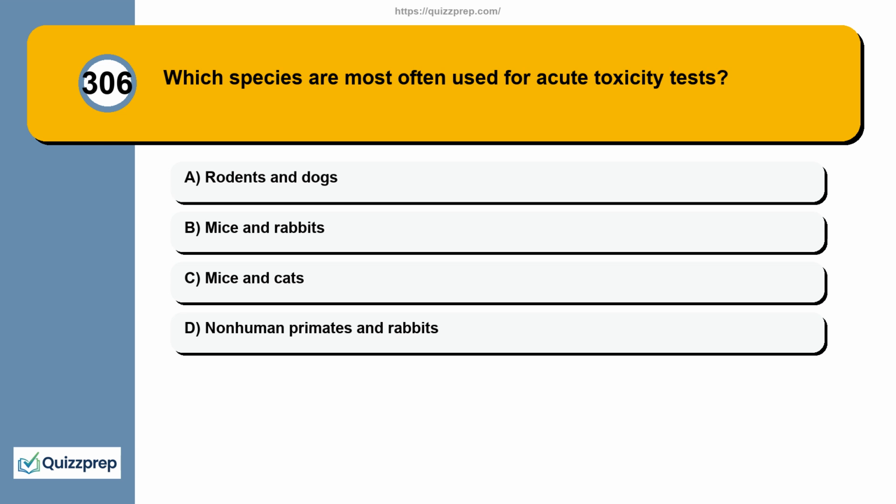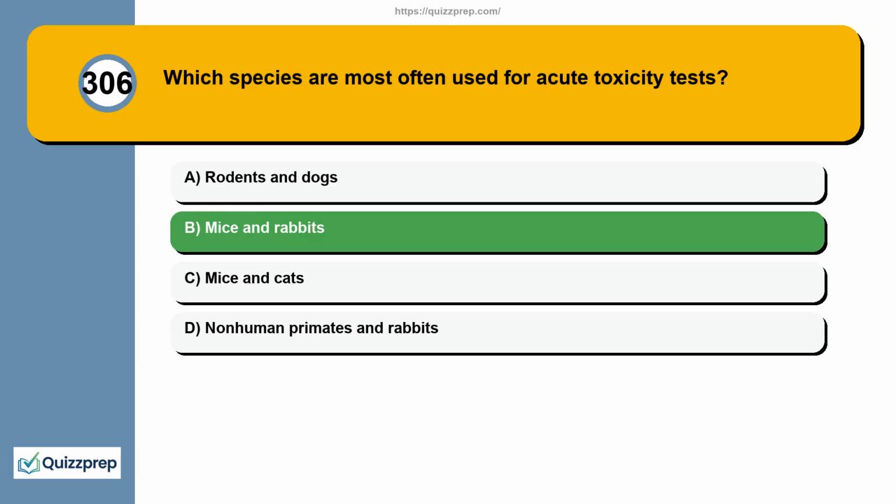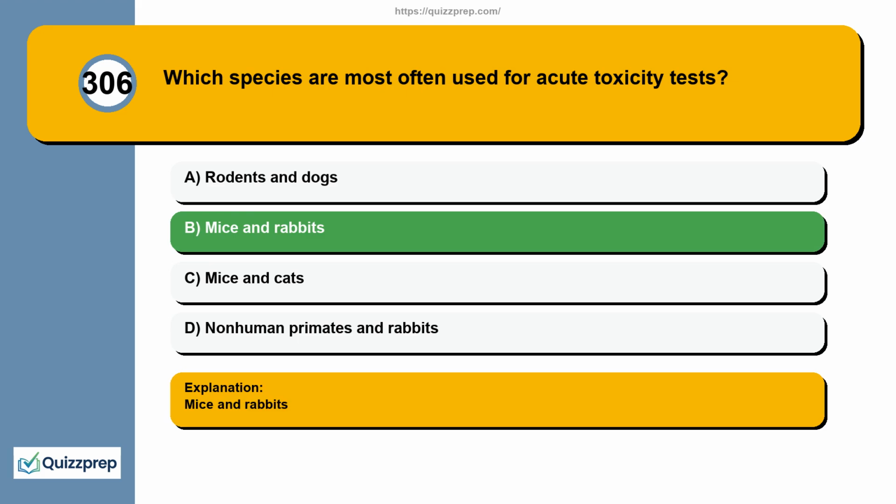Question 306. Which species are most often used for acute toxicity tests? Option A. Rodents and dogs. Option B. Mice and rabbits. Option C. Mice and cats. Option D. Non-human primates and rabbits. The correct answer is option B. Mice and rabbits.